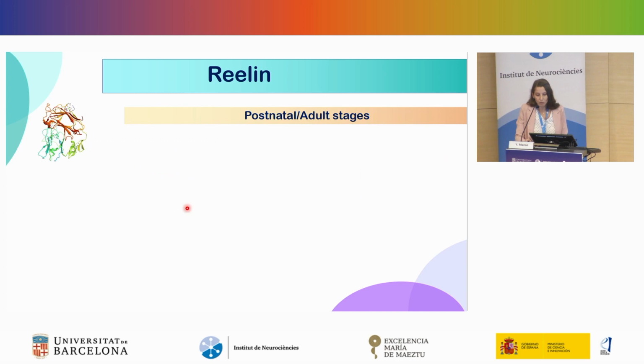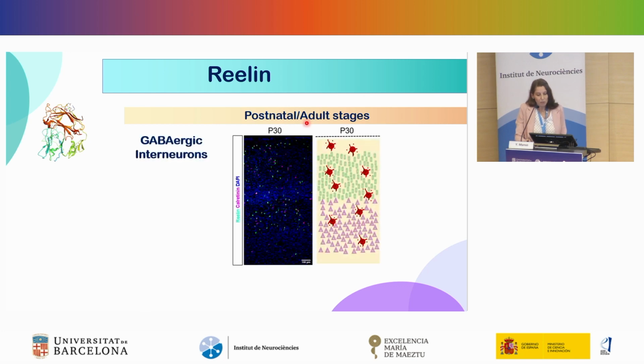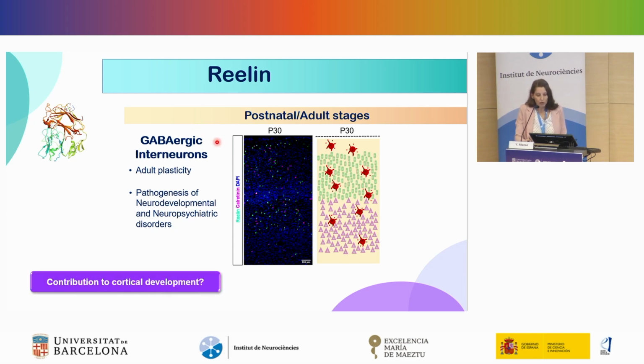However, Cajal-Retzius cells disappear by cell death within the first postnatal weeks, and at postnatal and adult stages, the main source of Reelin are GABAergic interneurons, which, as you can see here in this image in green, are found scattered through all the cortical layers, including layer 1. At these stages, Reelin has been involved in adult plasticity, as well as in the pathogenesis of neurodevelopmental and neuropsychiatric disorders. However, the specific contribution of Reelin from GABAergic interneurons to cortical development is poorly understood.